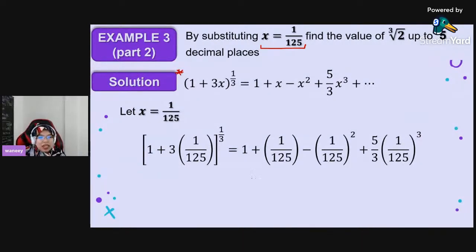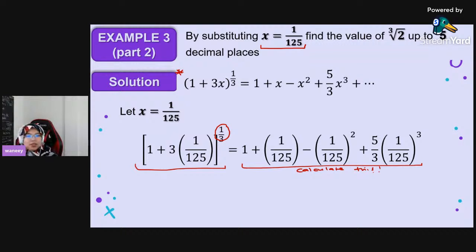Now for the left hand side, we're going to simplify a little bit. Normally for the left hand side, we don't really use our calculator. It means we don't apply the power here; we only calculate what is inside the bracket. But on the right hand side, you should use your calculator. Calculate this using your calculator. So calculate left hand side, right hand side.